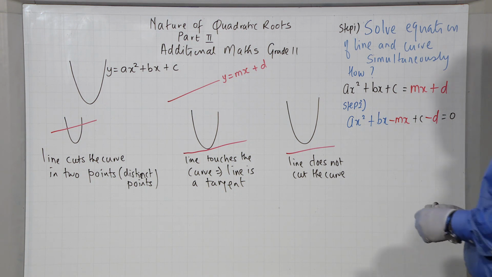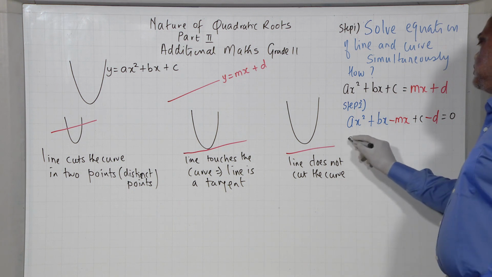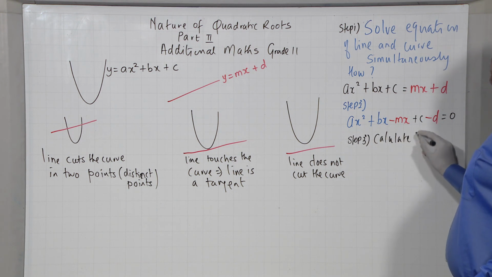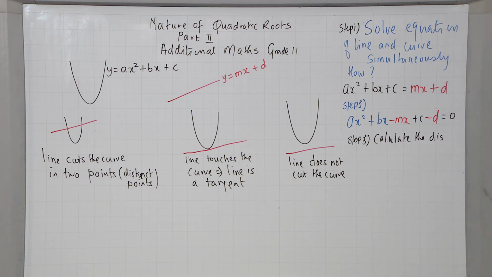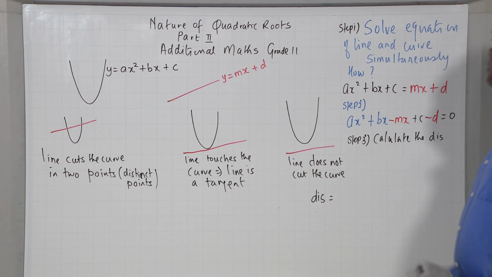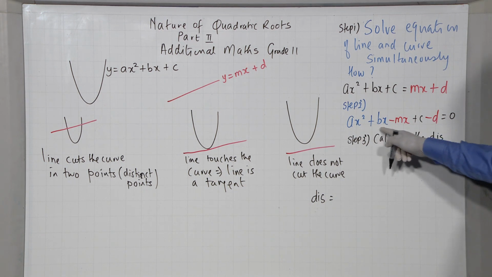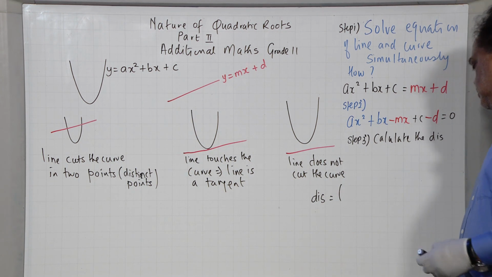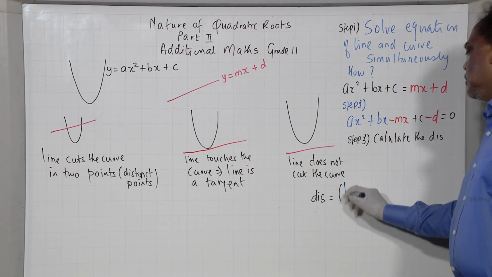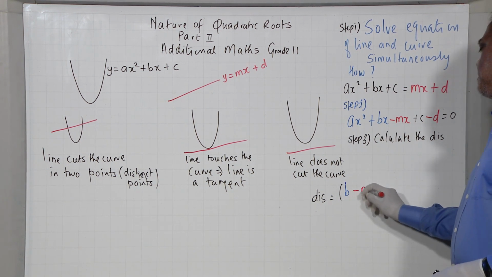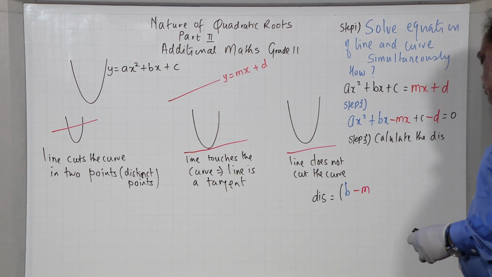Right, step 3, what are we going to do? Calculate the discriminant. You remember what was the formula for discriminant? b squared. Everything that you see in front of x. What do we see in front of x? I can see b in front of x. I can see minus m in front of x. So, what will it become?